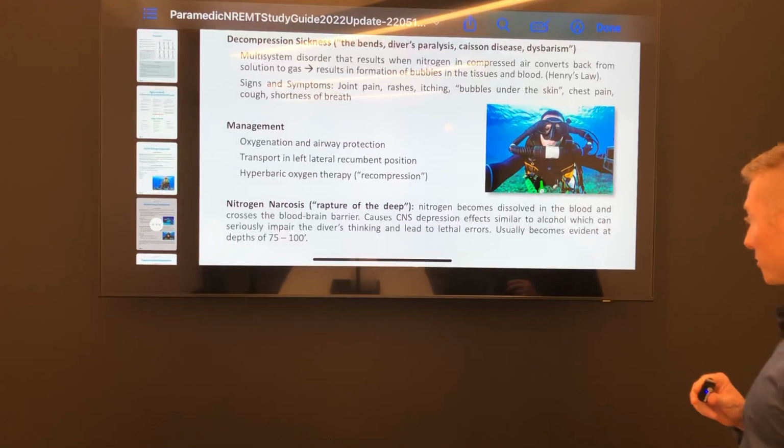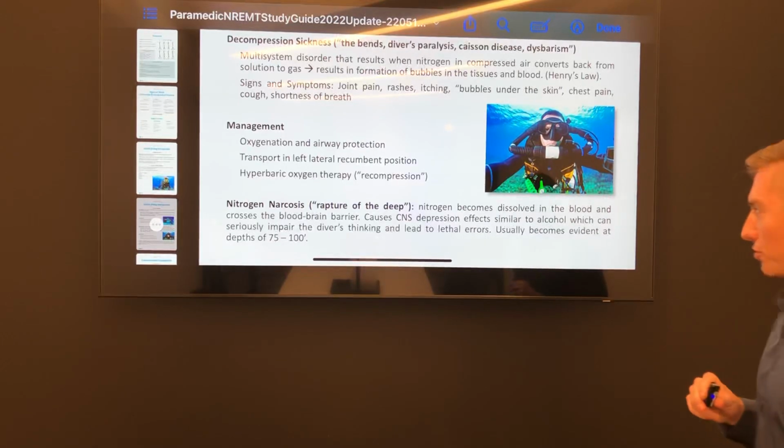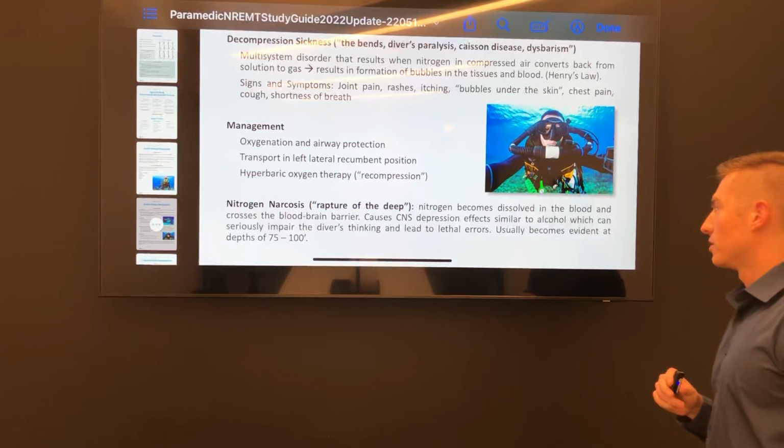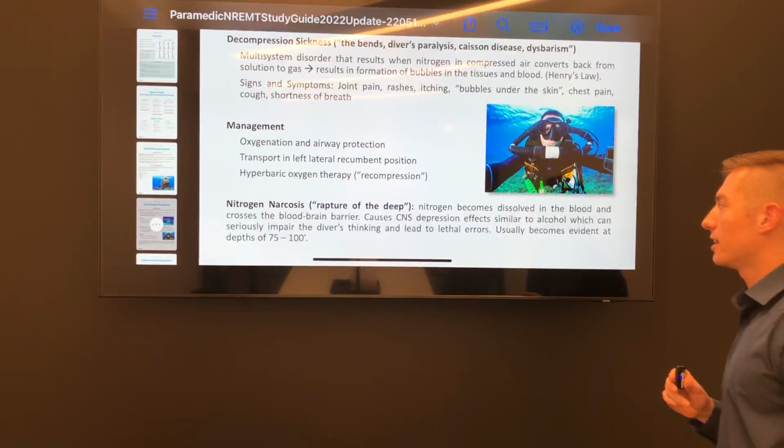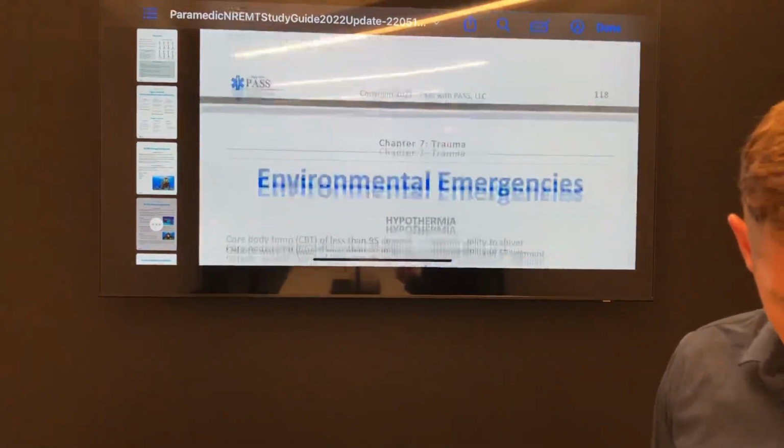Nitrogen narcosis, rupture of the deep. Nitrogen becomes dissolved in the blood and crosses the blood-brain barrier, causing central nervous depression, effects similar to alcohol, which can severely impair the diver's thinking and lead to lethal errors. Usually becomes evident at depths around 75 to 100 feet.